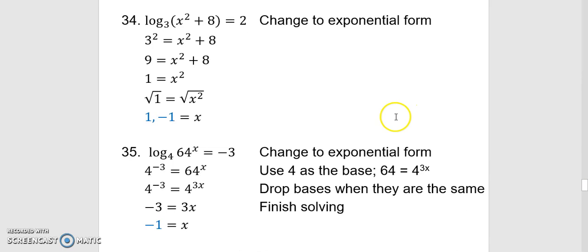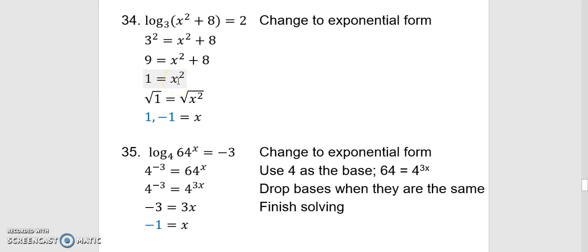All right, number 34, we have a log equation. This time we need to change it to exponential form. So we'll end up with 3 squared equals x squared plus 8. And we want to simplify this exponent over here. So we'll have 9 equals x squared plus 8. We want to get the x by itself in this case. So we can subtract 8 from both sides. We'll have 1 equals x squared.